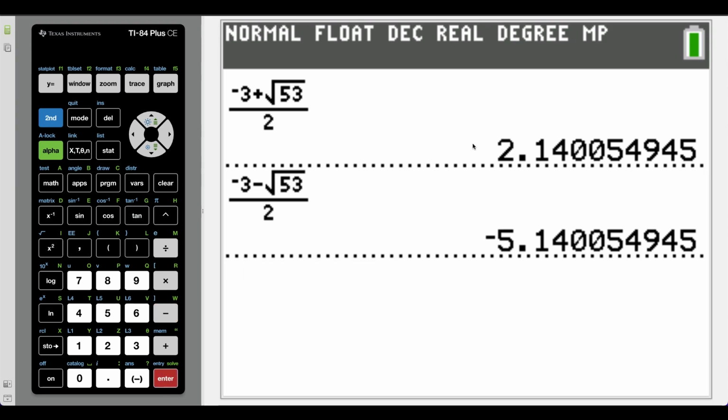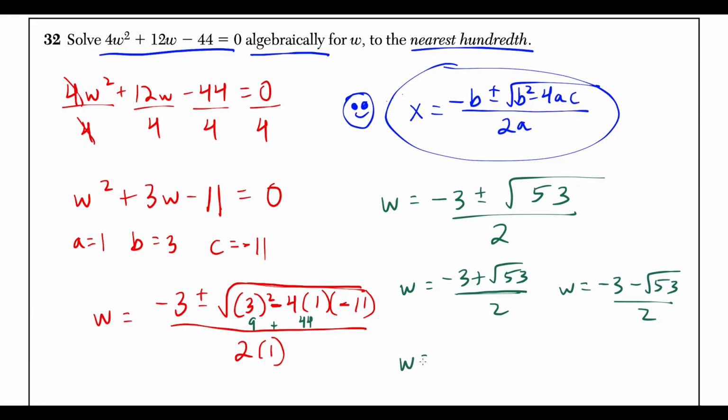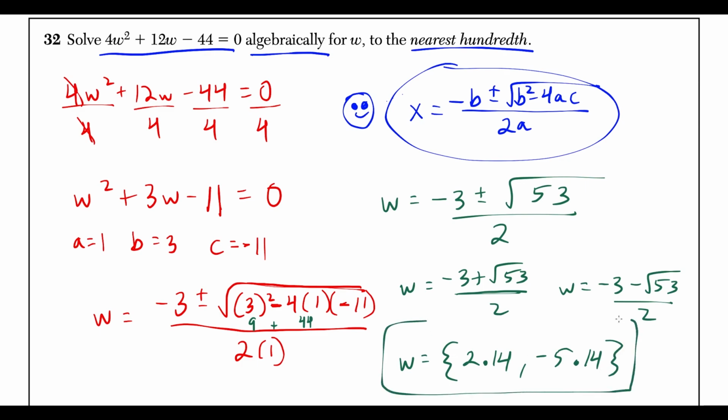And here's my two answers. We have 2.14 and negative 5.14. So we'll just write our two answers in here. This first one worked out to 2.14. And then the second one here, when we're subtracting root 53, gave us negative 5.14. So here are the two values for W for this question here.